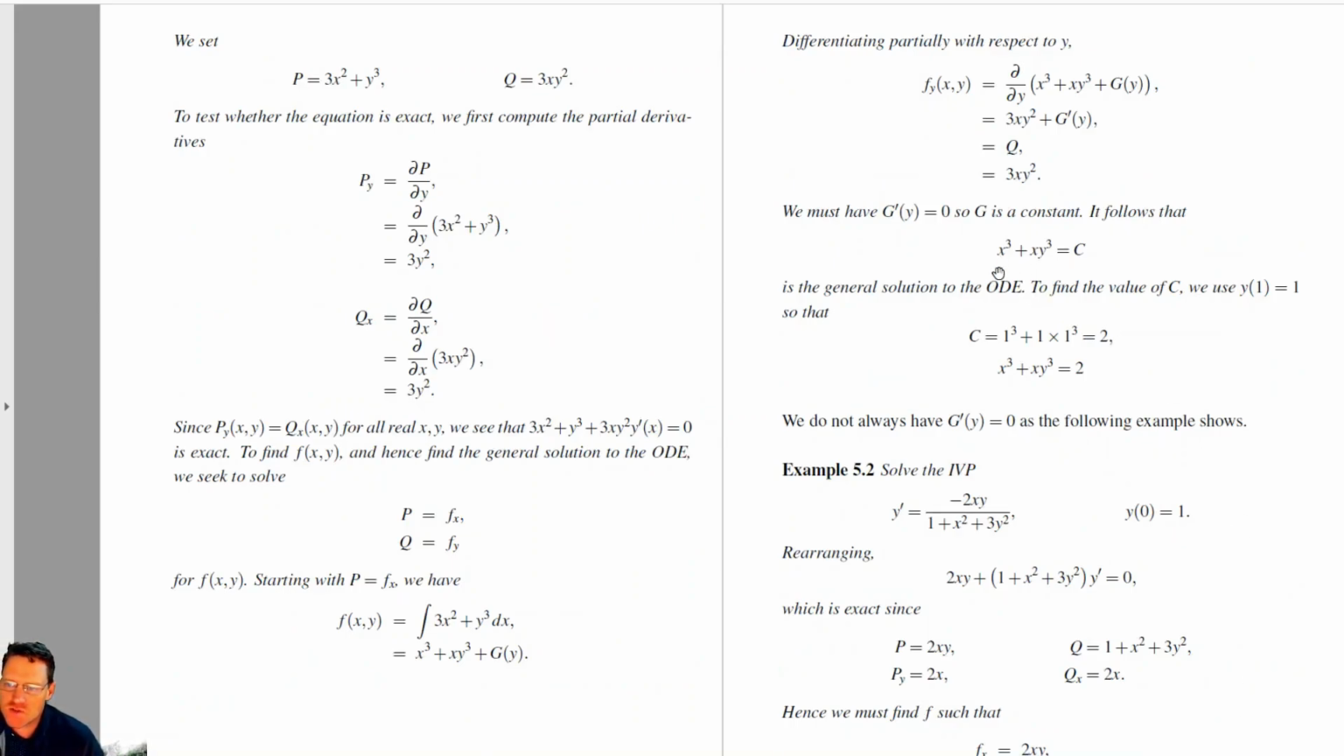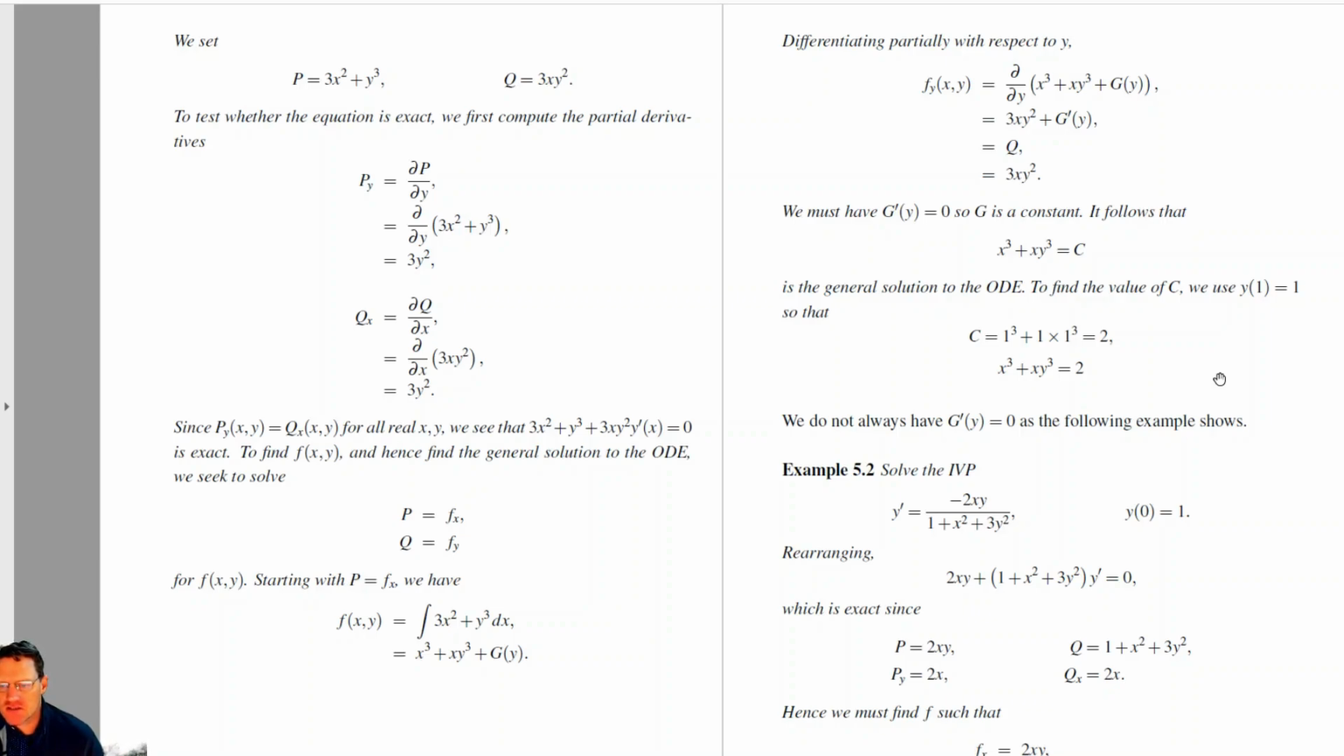That says when x is 1, y is 1. So we sub in 1 and 1 for both of those. And we get 1 plus 1 is 2 for C. Okay, so that gives us the particular curve x cubed plus xy cubed is equal to 2. And so now we've solved the initial value problem. All right, let's move on to a second example. But this is a good example because it shows that we do not always have g dash of y equal to 0.